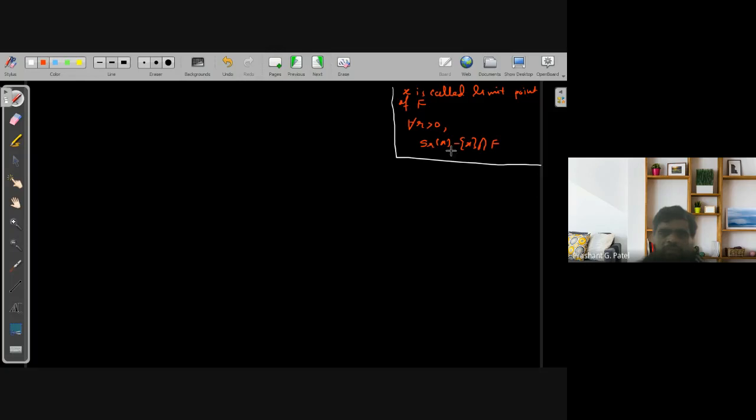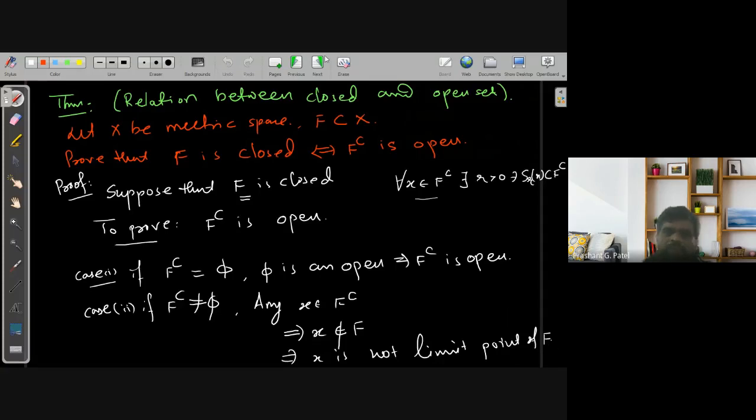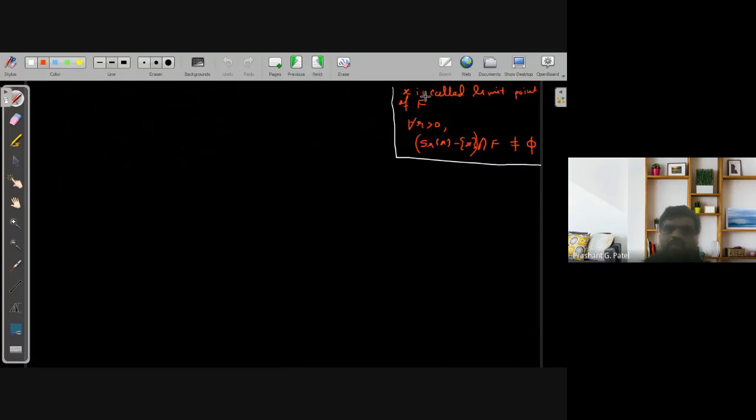Now we can take the negation of the statement. What is the definition of limit point which we have defined? Let's say x is called a limit point of F. Then for every r greater than 0, S_r(x) minus x intersection with F will be non-empty. This is the definition of a limit point. What we got here is x is not a limit point of F. That means we have to see what the negation of this statement is.